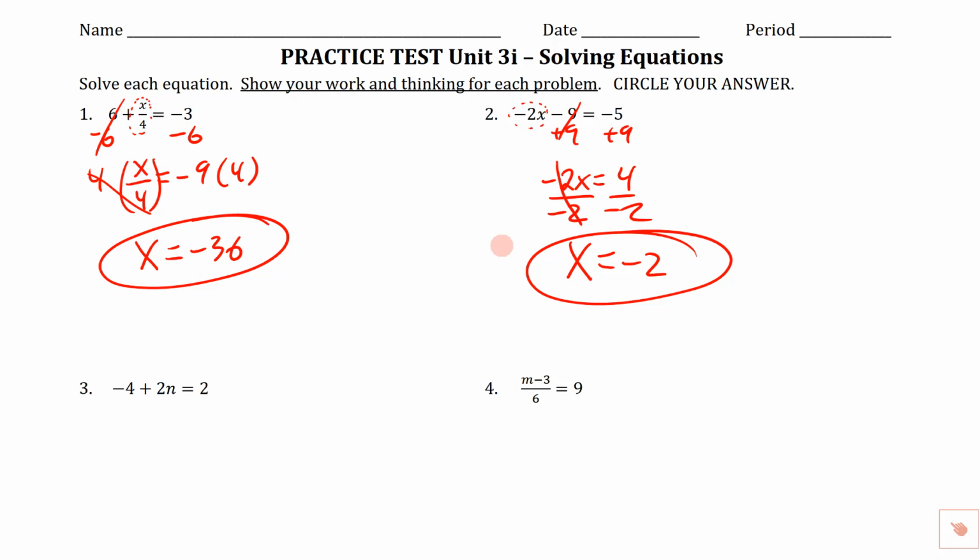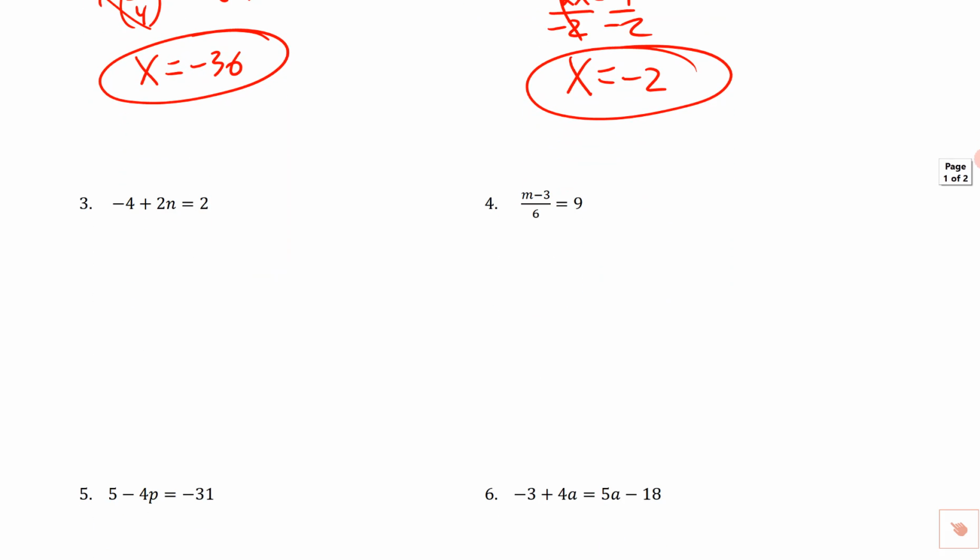Then taking a look at the next one, very similar format on this one. We've just got the variable over on this side. So this is the variable term. If you need to circle that, go right ahead. We're going to get rid of subtracting 4. We're going to do that by adding 4 to both sides.